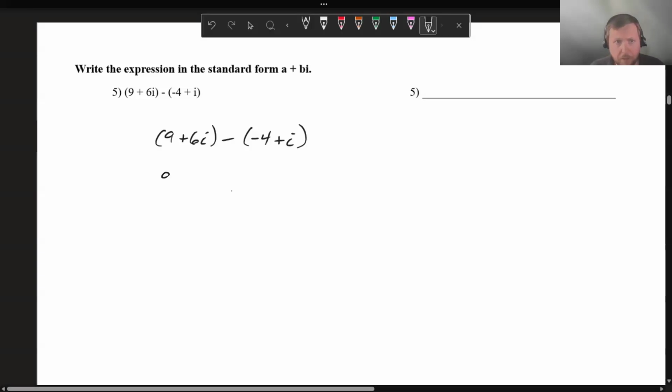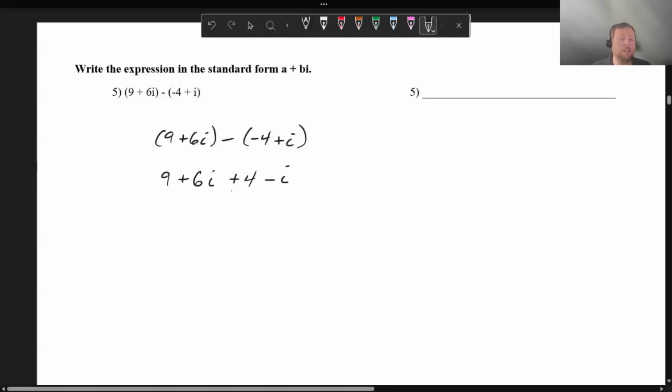Now, check your parentheses up front. On the left-hand side here, there's nothing up front, so I can just rewrite that as 9 plus 6i. Here, I have a negative sign out front of this complex number because I'm subtracting it. I can actually just distribute the negative sign through. So negative 4, so that's plus 4, and then minus i.